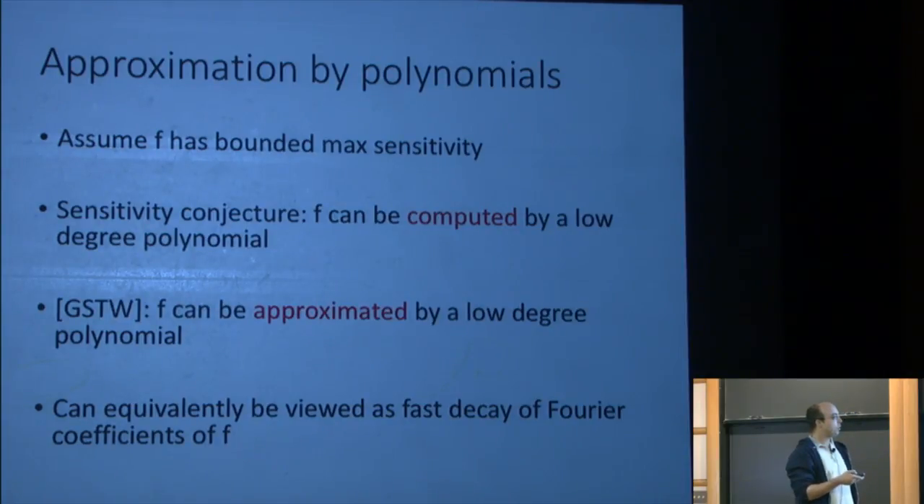What they proved is, in fact, well, we don't know how to prove this, but you can approximate this function very well in L2 by low degree polynomials. So you can't compute it exactly, but you can do a very good approximation. I'll define this formally in a second. And this can be equivalently viewed as saying that the Fourier coefficients decay exponentially fast from a certain point onwards.